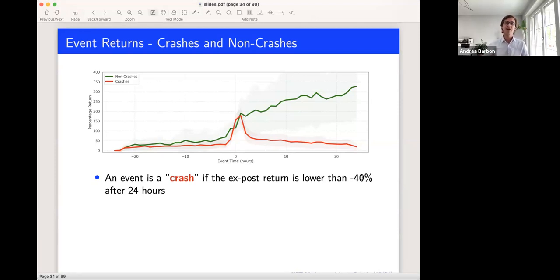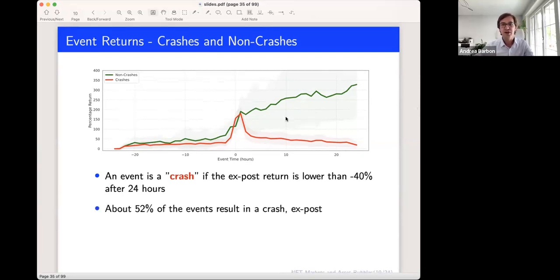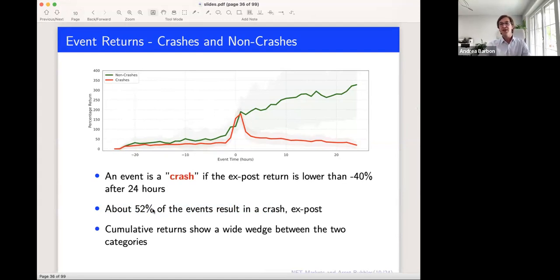If we take the sample of those 1,000 events and split it into crashes and non-crashes, this is what we find when we plot the average returns. First of all, about half of the events involve a crash: 52% of the events result in a crash. The other half actually doesn't crash within 24 hours. And we can see that average returns are, of course, much different. For crashes, the price goes down almost to 0 after the run-up, while for non-crashes it keeps going up. So there is this positive momentum.